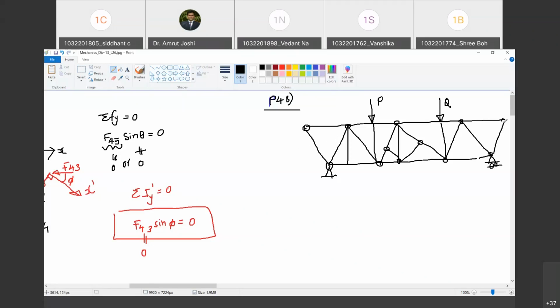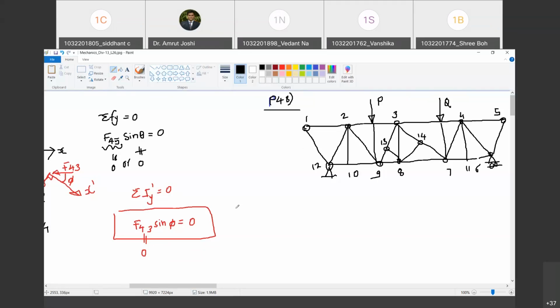Let me name the joints. This is 1, 2, 3, 4, 5, 6, 7, 8, 9, 10. Okay, I missed this, so let me call this 11, and 12. The joint names are not given by any robust method, just 1, 2, 3 up to 12. This is 13 and this is 14. Happy? Yes, sir.